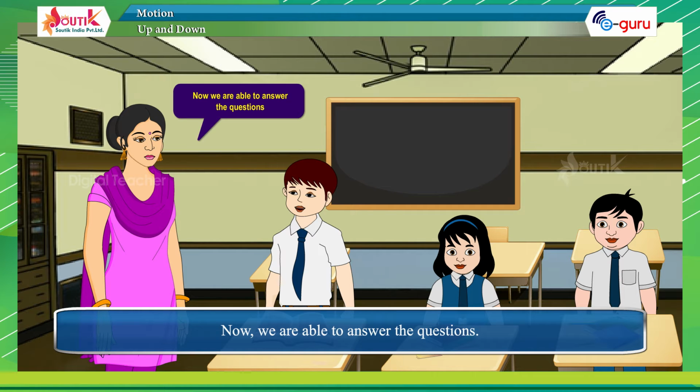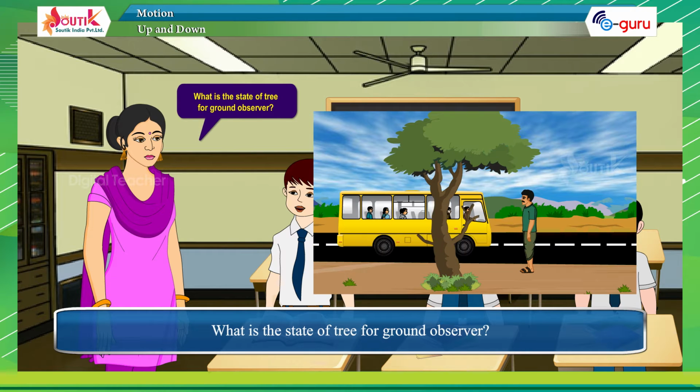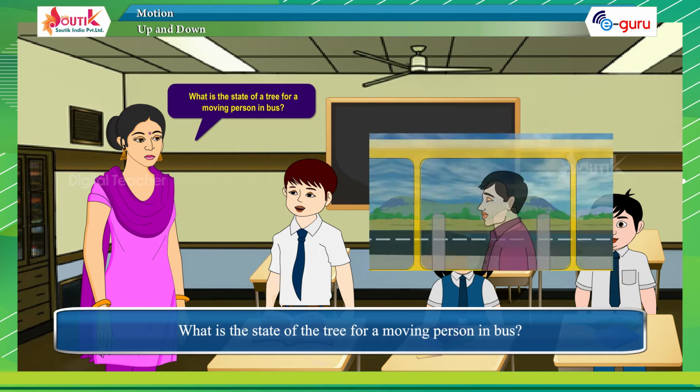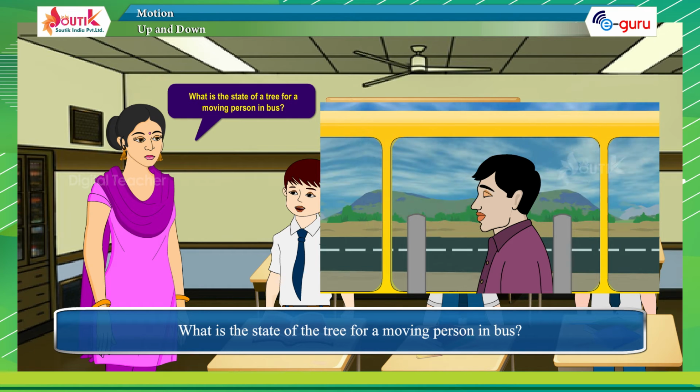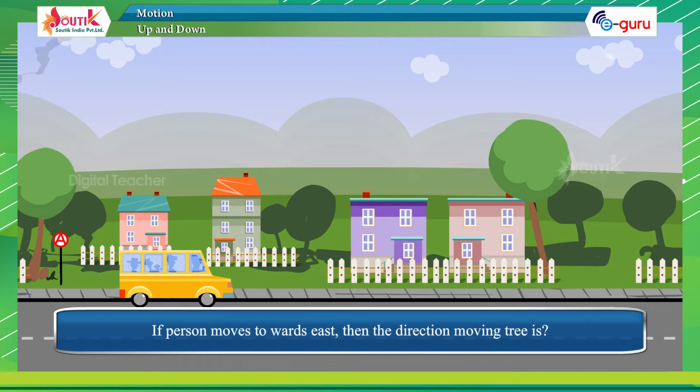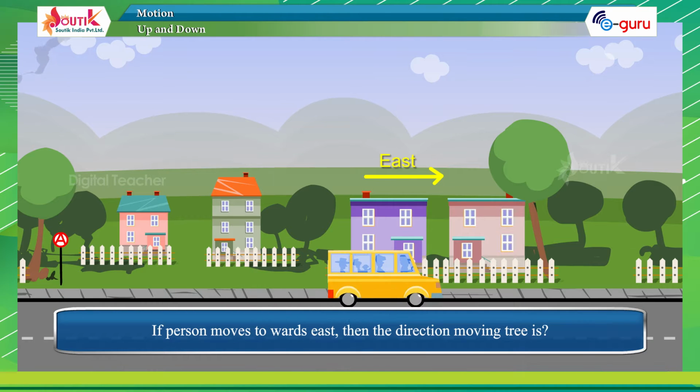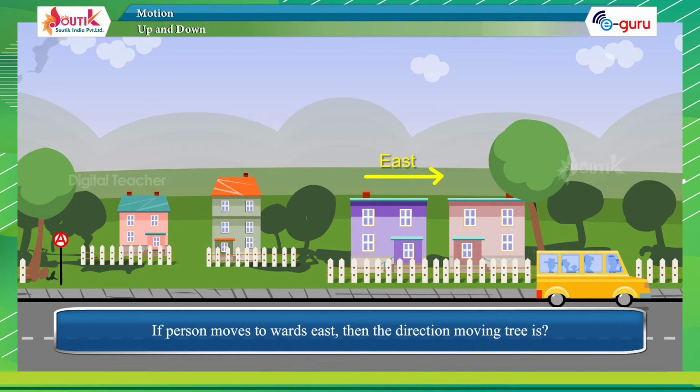Now, we are able to answer the questions. What is relative? What is the state of the tree for a ground observer? What is the state of the tree for a moving person in the bus? If the person moves towards east, then the direction of the moving tree is.